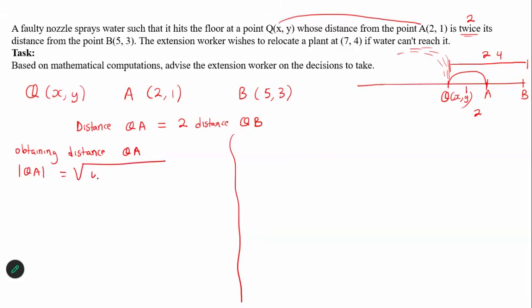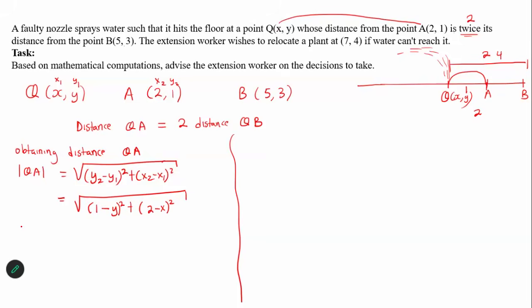So how do I obtain the distance QA? QA is given by the square root of (y2 minus y1) squared, plus (x2 minus x1) squared. I know some of you might have used y1 minus y2. It is the same. So here, when I look at my Q, this one can be my x1, y1. This one can be my x2, y2. So here I'll have the square root of (1 minus y) squared, plus (2 minus x) squared. That is the first thing.